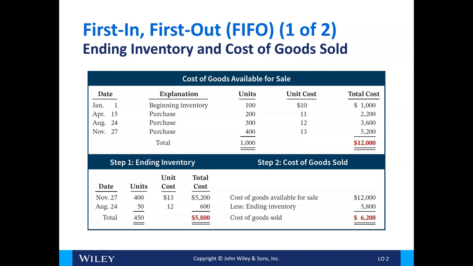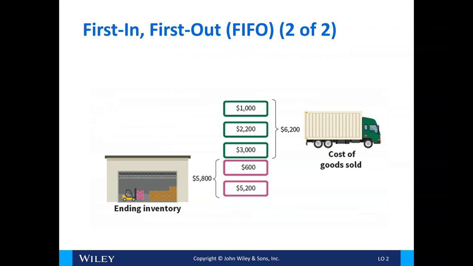So again, we started beginning inventory plus purchases less ending inventory is equal to cost of goods sold. So you see there, cost of goods available for sale were 12,000, ending inventory 5,800. So our cost of goods sold is 6,200. All right, so 5,800 and 6,200. And here's sort of a representation of cost of goods sold. So the first units that we have are out the door. The last units that we have are still in inventory.